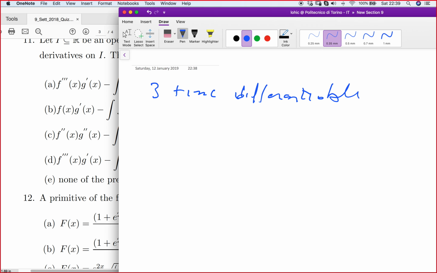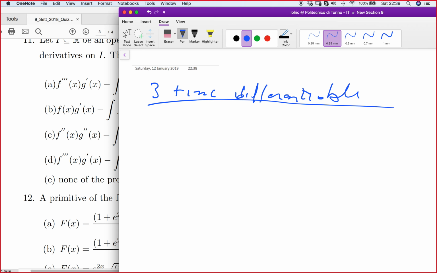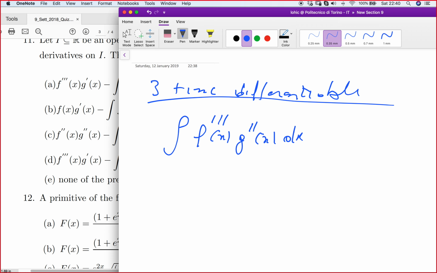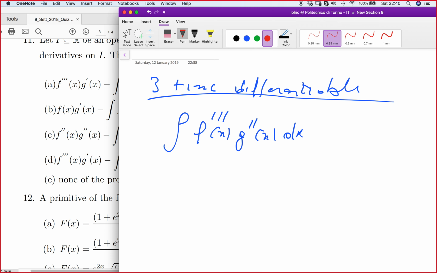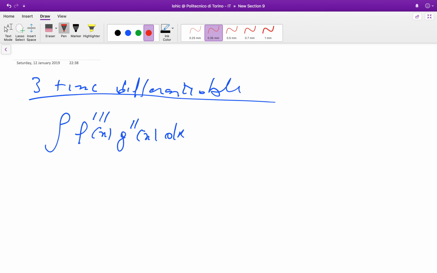But for the other options, what should I do? I have to find the integral of the third derivative of f multiplied by the second derivative of g. So I have to do the integral of f third of x multiplied by g second of x dx. Nice. It's time to remind what we call the integration by parts formula, that you saw at high school and also see in class.